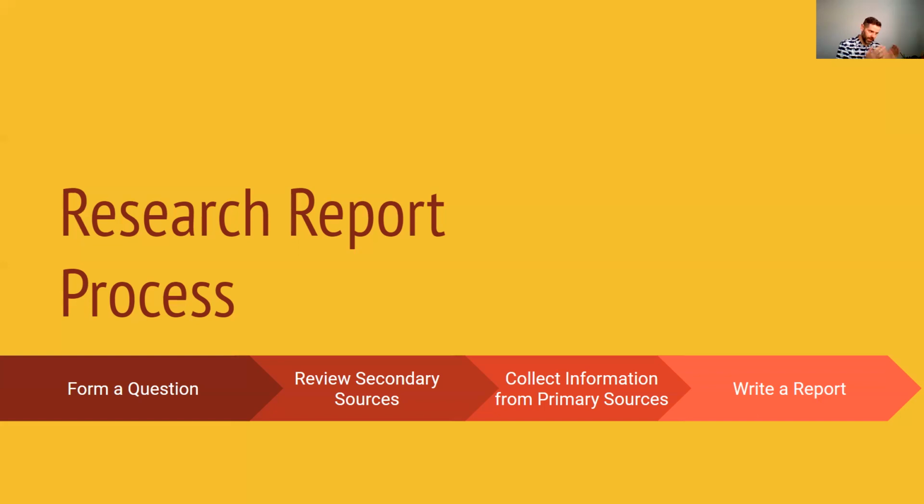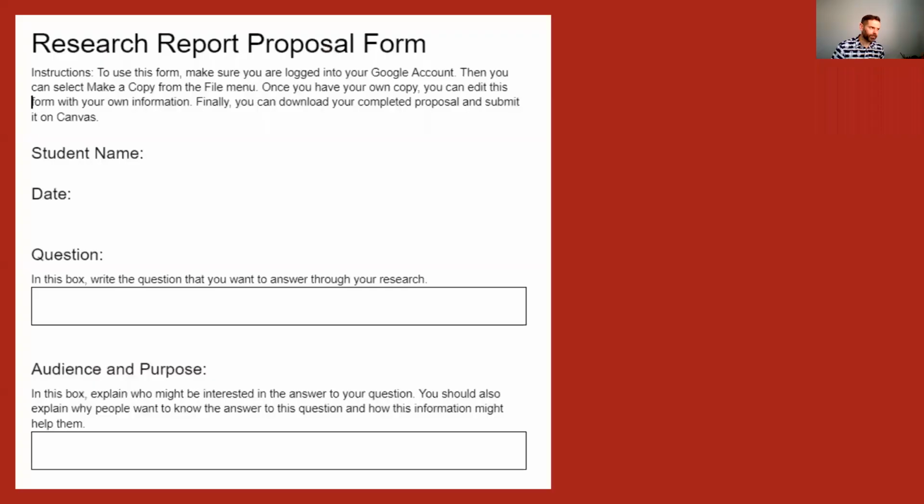Once we've collected that secondary information and the primary information, then we can compile it together into a research report and let our audience know what our question was, what information we already learned about our question, what additional information we collected to help us answer our question, and what answer we have come up with as a result of conducting our research.